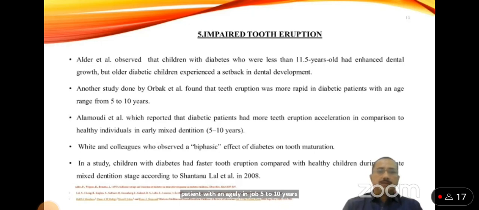Almonde et al. reported that diabetic patients had more tooth eruption acceleration in comparison to healthy individuals in the early mixed dentition period. And so there is a biphasic effect of diabetes on tooth maturation. In early stages there is usually acceleration in tooth eruption, whereas in later stages a slowing or deceleration of tooth eruption is also found.